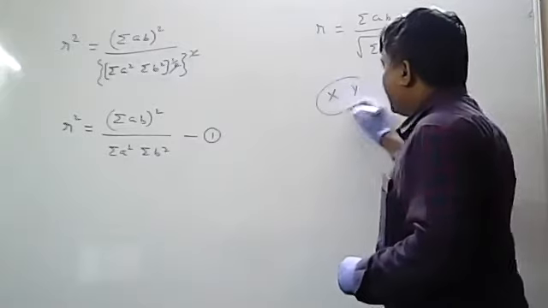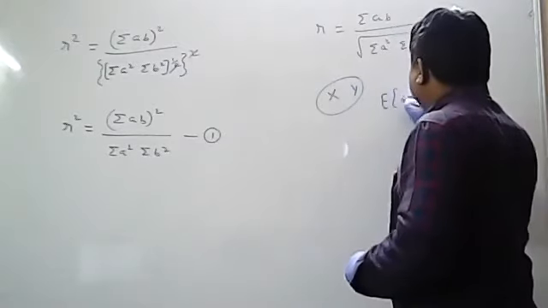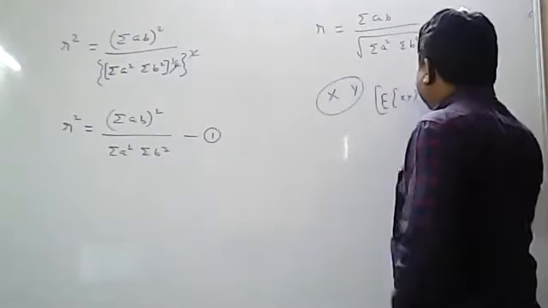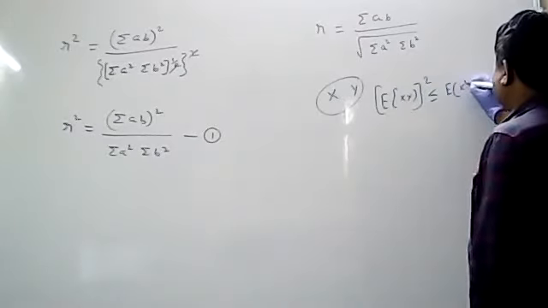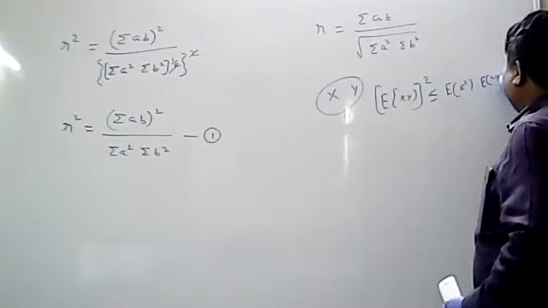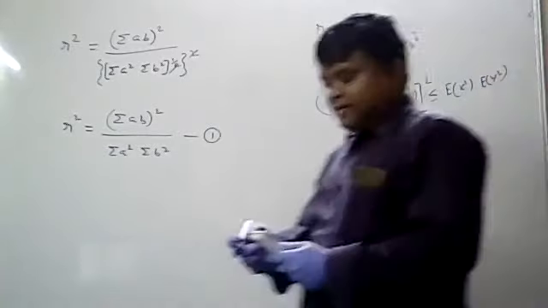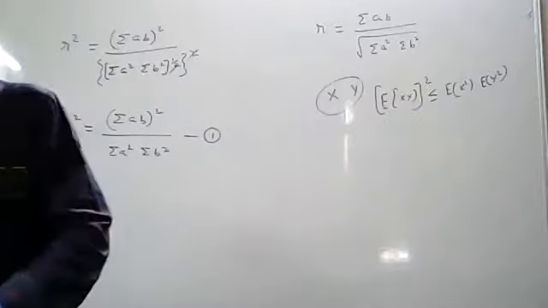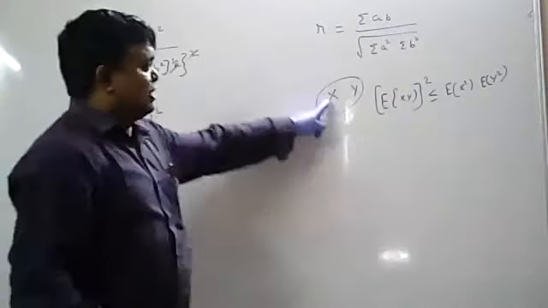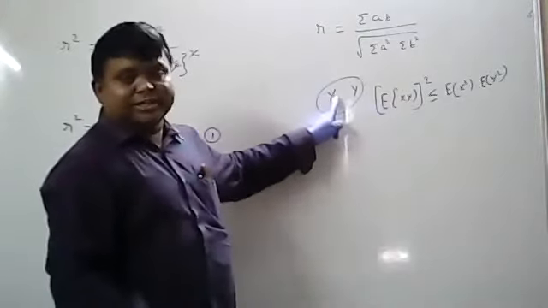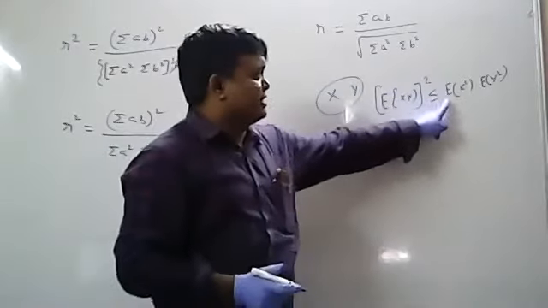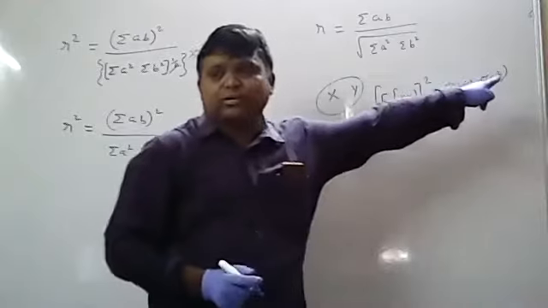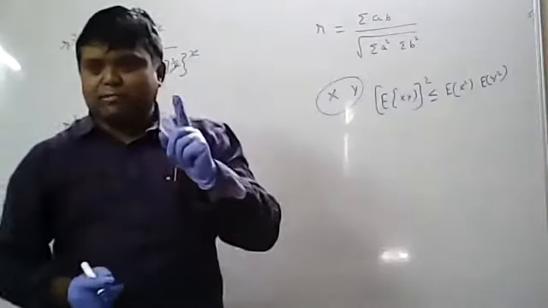If x and y are two random variables, expectation of xy whole square is less than or equal to expectation of x square into expectation of y square. So this is the formula you have learned, the Cauchy-Schwarz inequality in terms of expectations. X and y are two random variables. Expectation of xy whole square is less than or equal to expectation of x square into expectation of y square. I think all of you remember this formula.